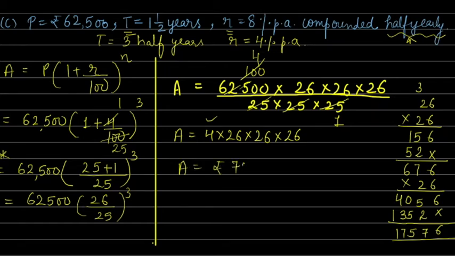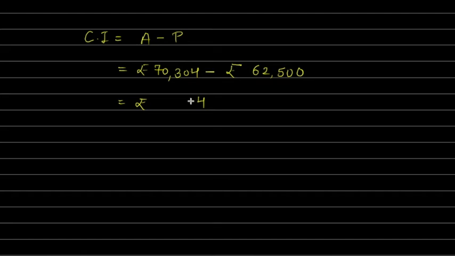Right, so it means the amount is coming to rupees 70,304. So this is the amount, and we have to calculate the interest as well, right? Sorry, the compound interest. Compound interest formula we know is amount minus principal. The amount we have just calculated as 70,304. Principal was already given in the question, which was 62,500. Now let's subtract it. How much are we getting? It will be a 4, then 0, this will be a 0. 13 minus 5 is 8 and then 7. So 7,804 is coming out as the compound interest.